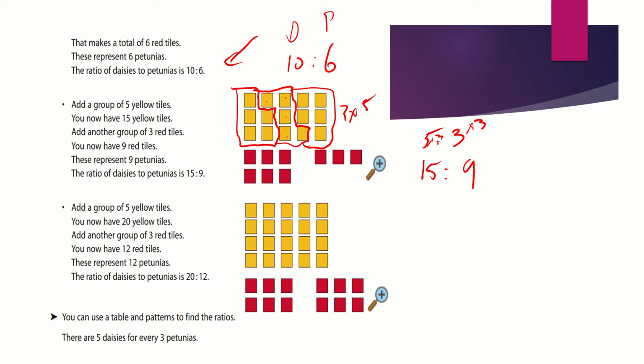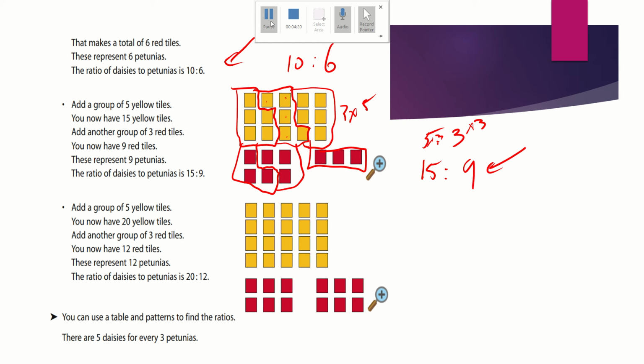Now we have to add another group of 3 red tiles. So we had 1, 2, 3. Now we have 1, 2, 3, so we had 6. Now we add another group, which is 9, right? So our ratio here is 15 to 9.